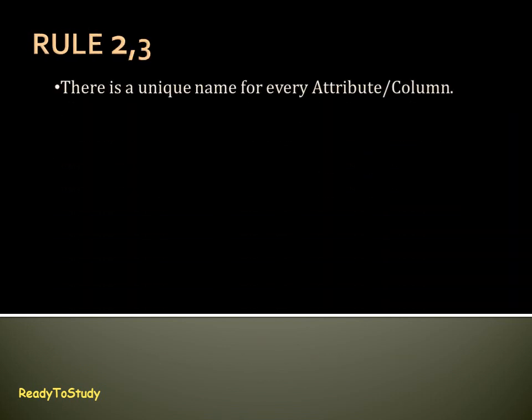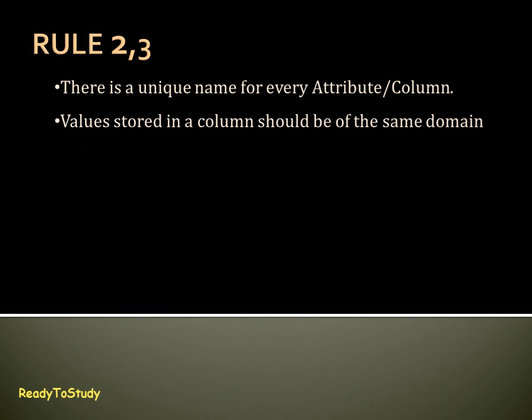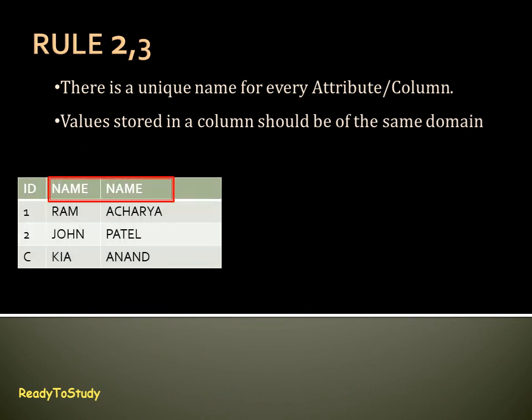Rule 2 and rule 3 we are going to learn. The second rule is there is a unique name for every attribute or column. And the third rule is values stored in a column should be of the same domain. So here there is one example. In that table, ID and name, both columns have the same name. If there is the same name, it is not allowed in first normal form.